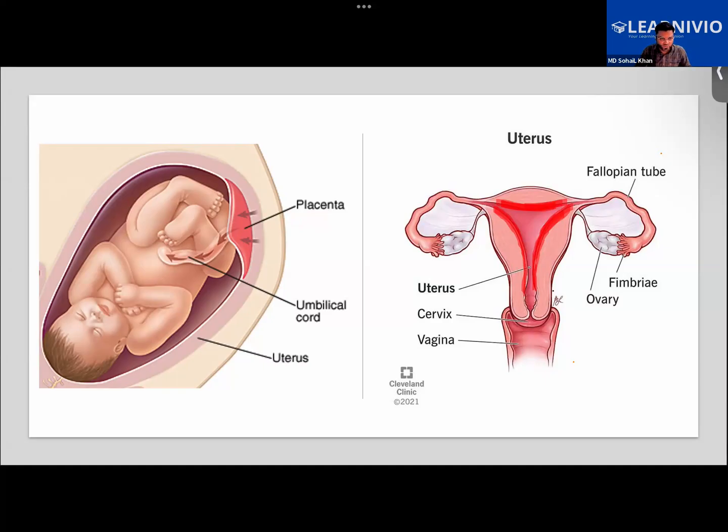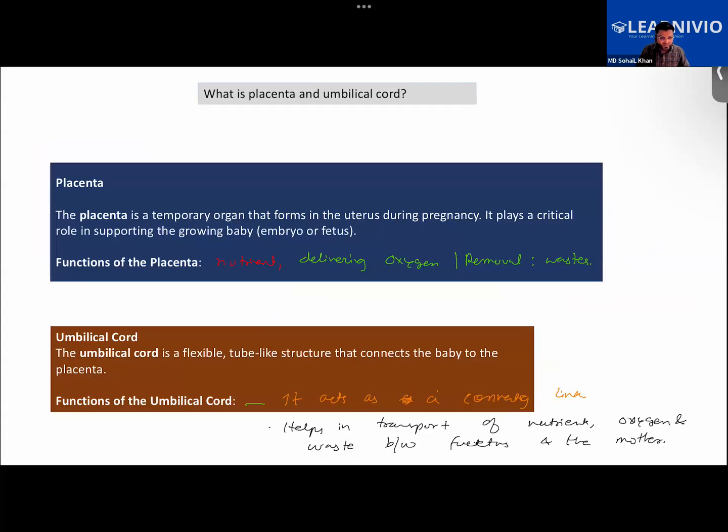See, basically, it's a temporary tissue which develops and transports all the necessary requirements of the children from the mother. It delivers food, oxygen and water to the growing baby. And the umbilical cord is the one that is delivering all the necessary things from the placenta to the growing baby. So it's a temporary organ that forms in the uterus during pregnancy.